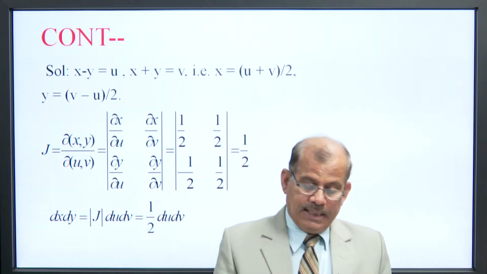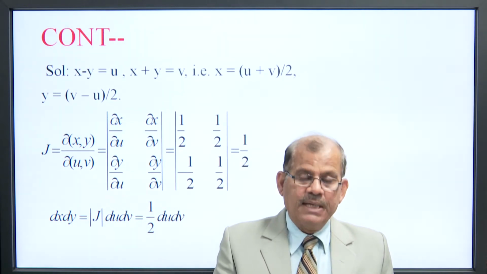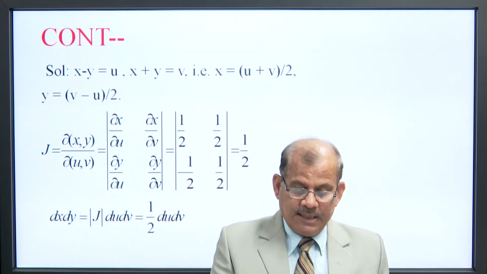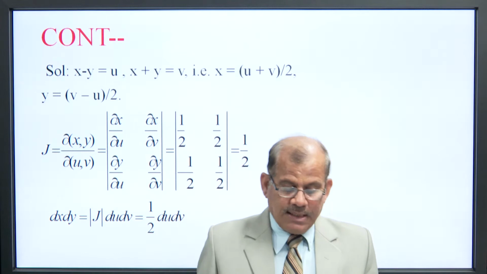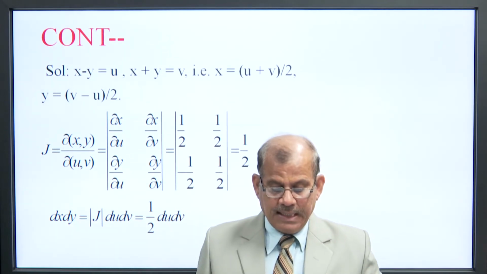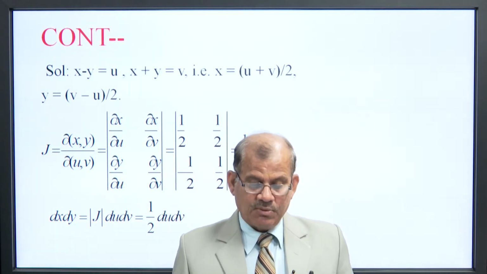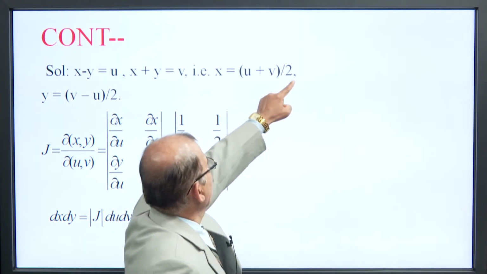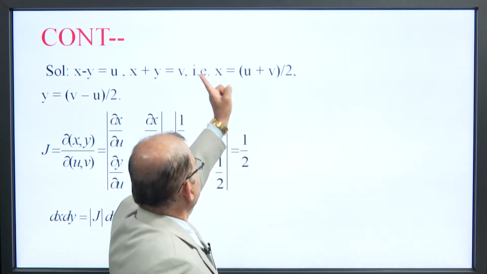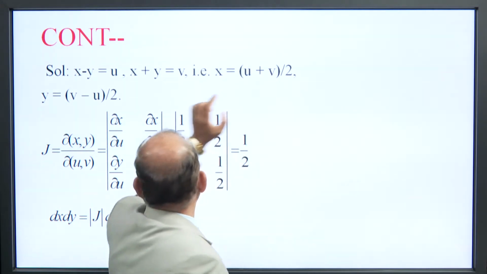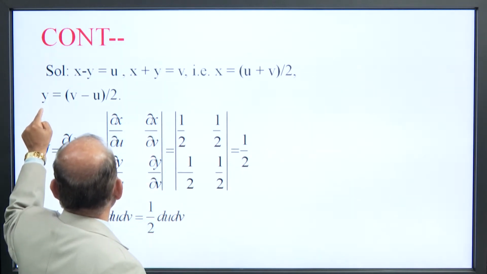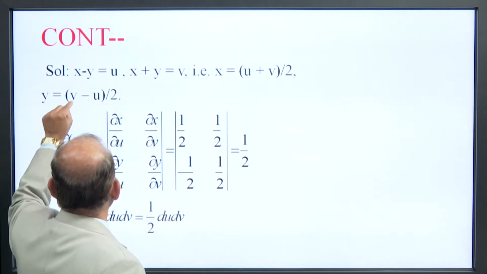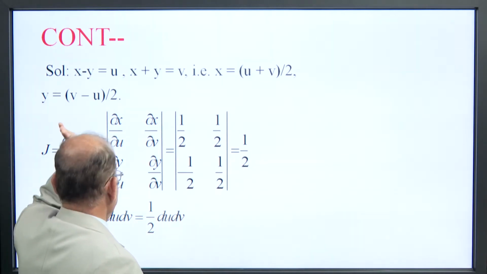J is the Jacobian and it is equal to del(x, y) by del(u, v), equal to the determinant of del x by del u, del x by del v, del y by del u and del y by del v. Differentiate x with respect to u, we get 1 by 2, differentiate x with respect to v, we get again 1 by 2, differentiate y partially with respect to u, we get minus 1 by 2, and differentiate y partially with respect to v, we get 1 by 2.